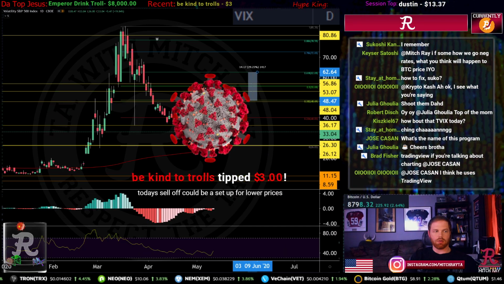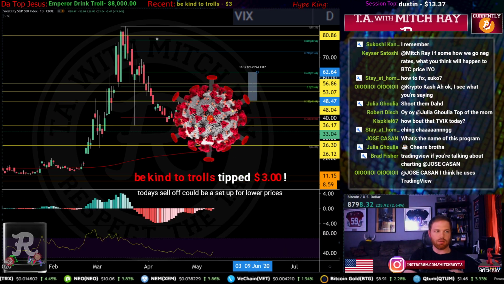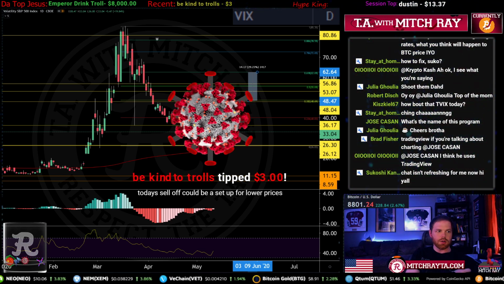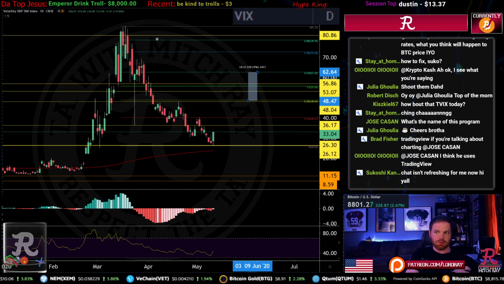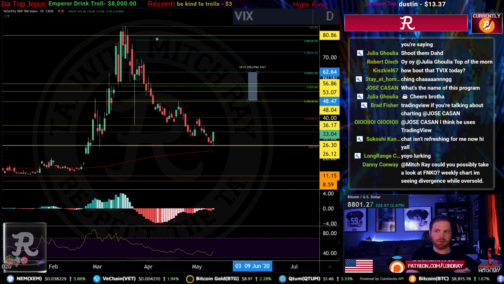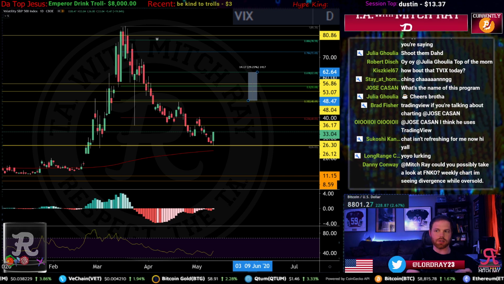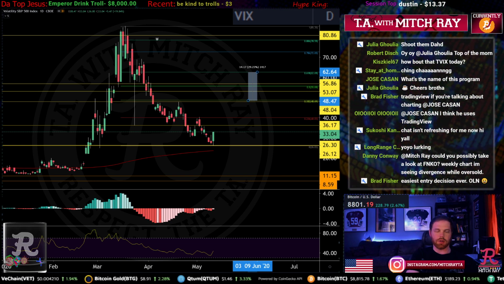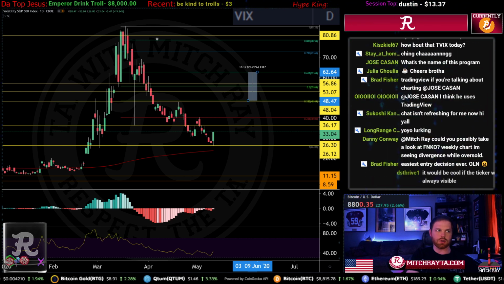Today's sell-off could be a setup for lower prices. Could be. Again, many assets across the market are at deep retraces. Deep retraces, what is that? Where people would perceive value for a short.